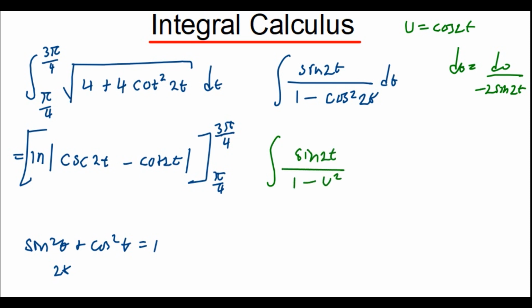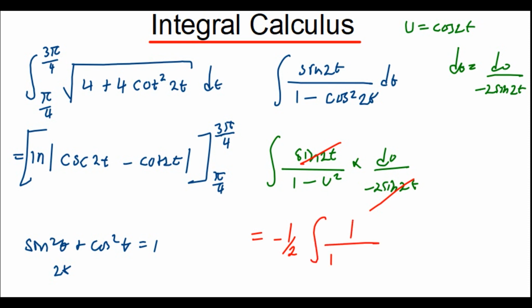Why am I saying u squared? I've said cos 2t is u, meaning cos squared 2t is u squared. Then here, what is your dt? Instead of dt, you put du divided by minus 2 sine 2t. And it so happens that this can cancel out with that one. Hence you have minus 1 over 2, then the integral of 1 over 1 minus u squared du. I'll not continue from here.